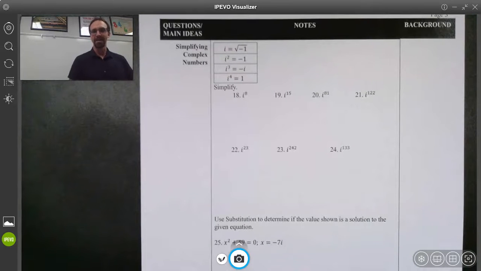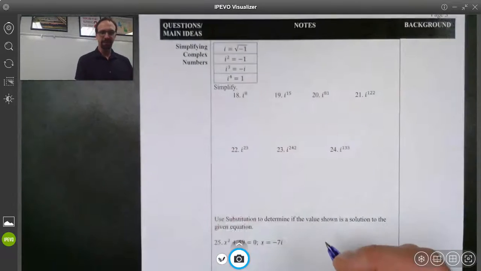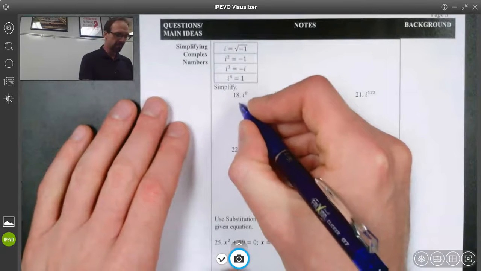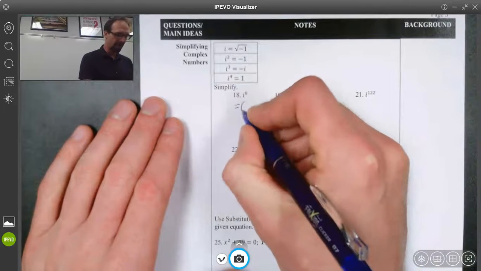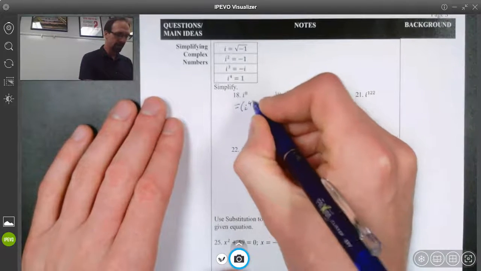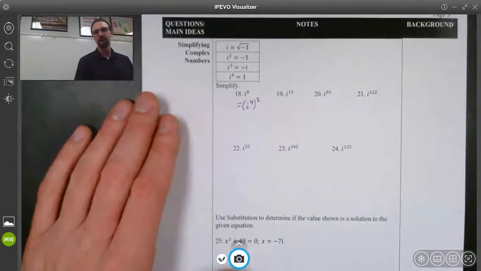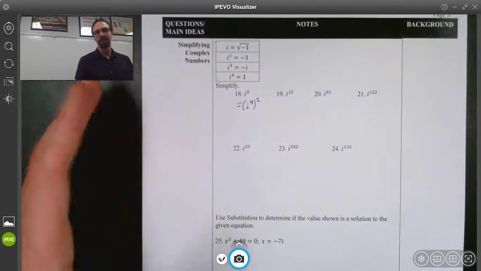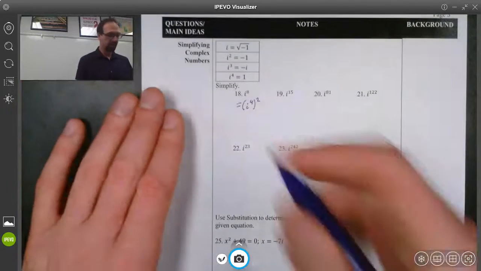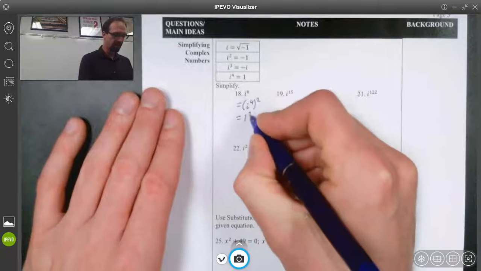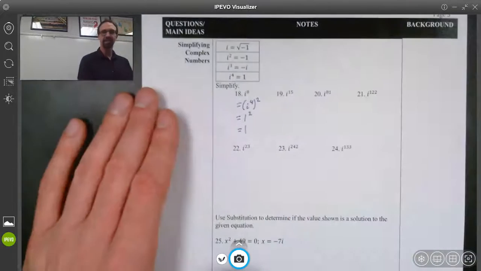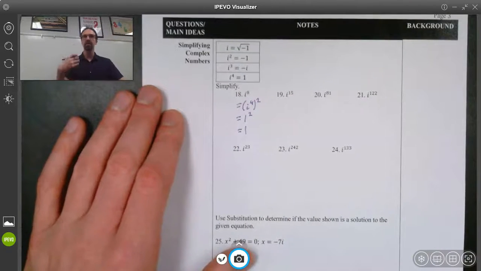If you think about i to the eighth, it's really i to the fourth times 2. Or another way that I could write that is just i to the fourth, squared. And using our properties, we know that i to the fourth is really 1. So 1 squared is just 1. So this is cyclical. It's like I keep on going in a cycle on this.